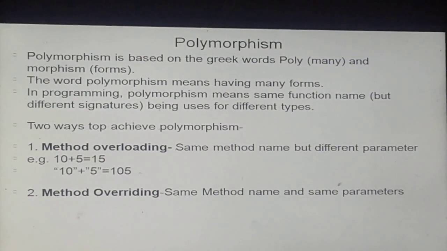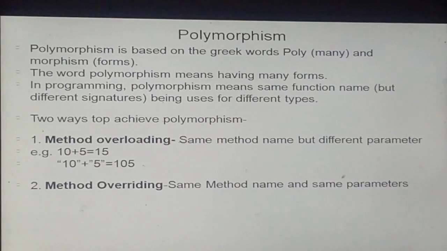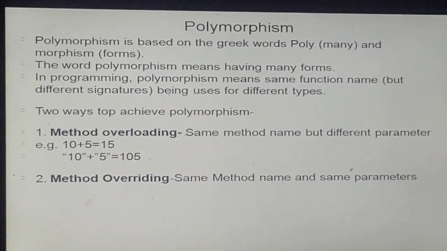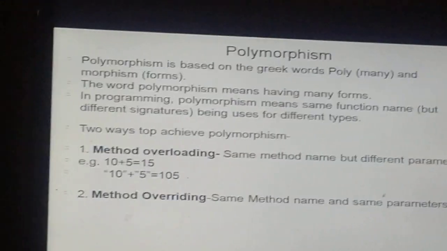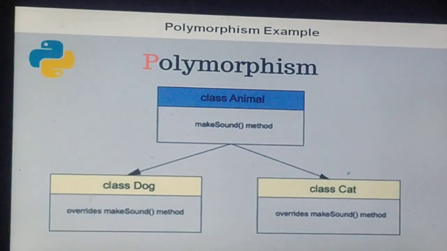Method overloading means the same method but different parameters, different behaviors or different signatures, but method overriding means the same method and the same parameters.